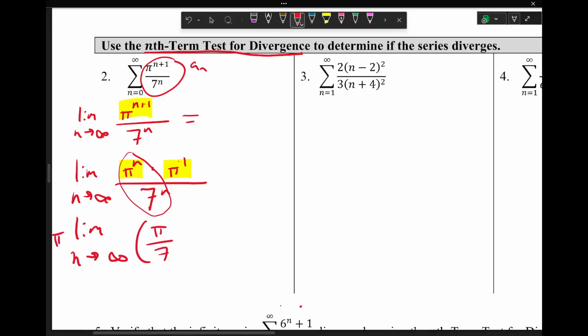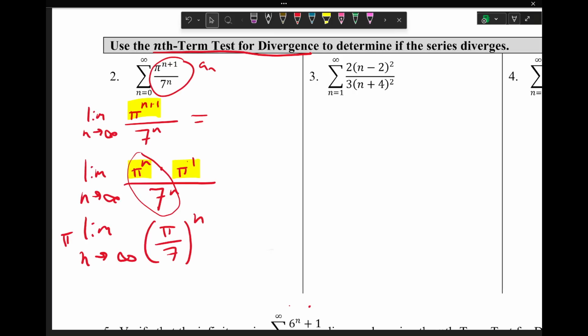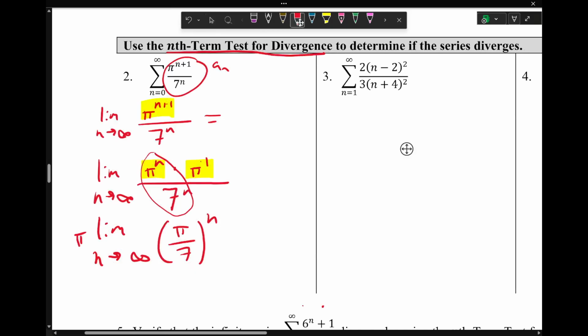So pi over 7 to the n power. The problem here is if I take this limit, this is a harder limit to figure out what it goes to. Does pi to the n grow faster, or does 7 to the n grow faster? It would be 7 to the n. So we get pi times all of this would just be 0 then, right? Yeah. If your denominator is growing faster than your numerator, then your fractions head into 0. So the nth term test for divergence comes inconclusive.